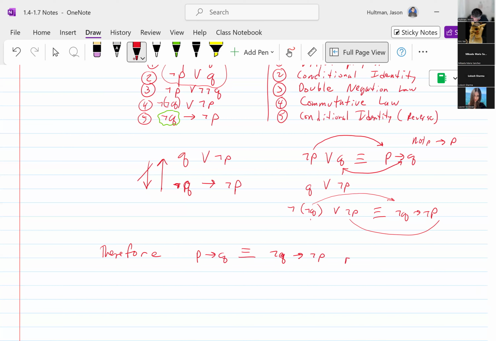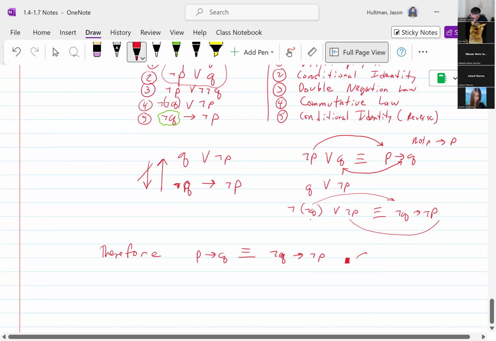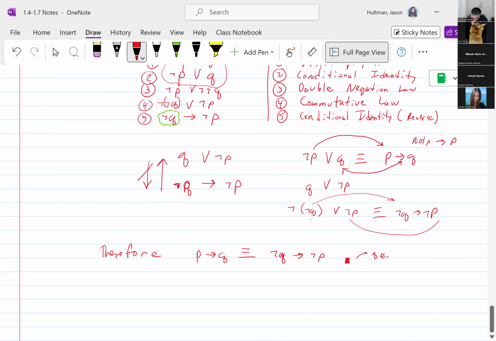Okay, and then we put a little square there to show that that's the end of the proof. This little square means QED, which is Latin for quod erat demonstrandum, which means it has been demonstrated.